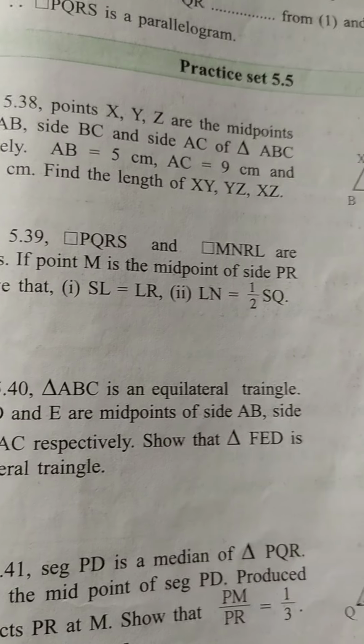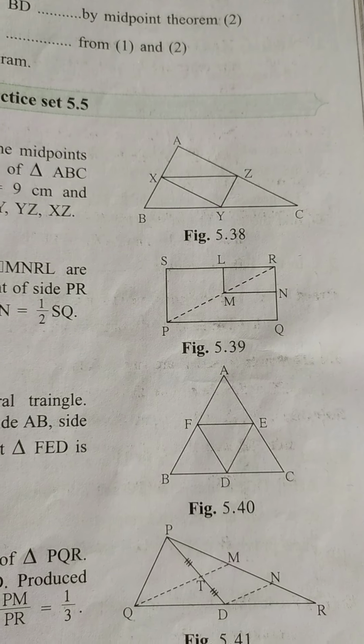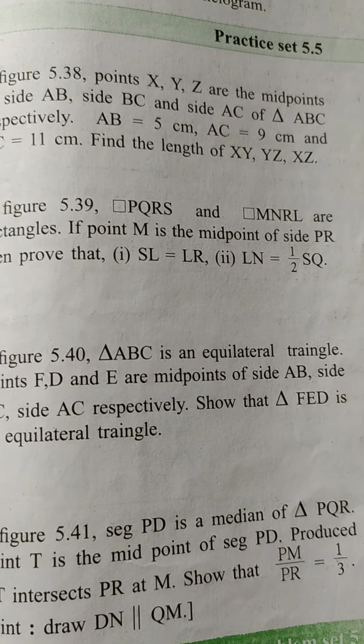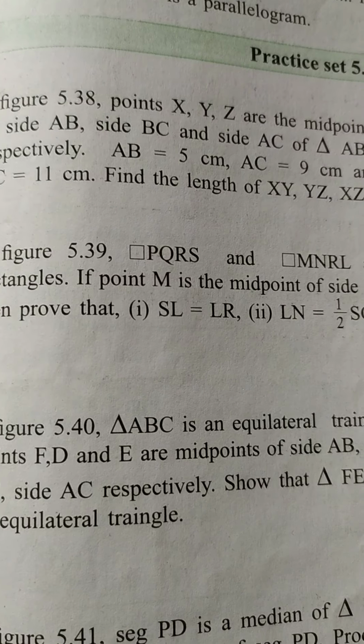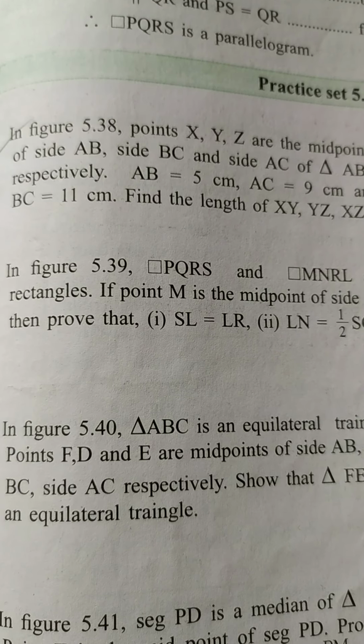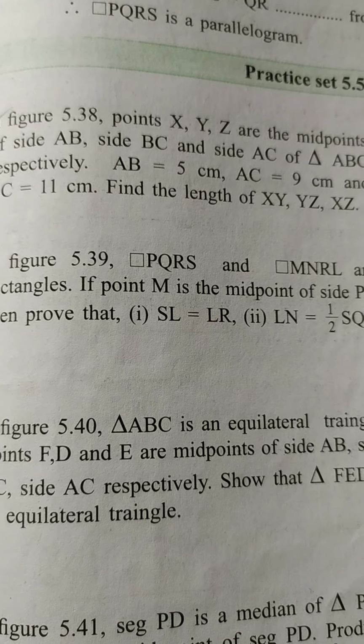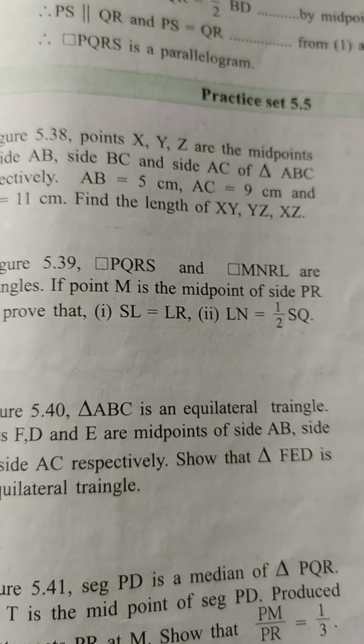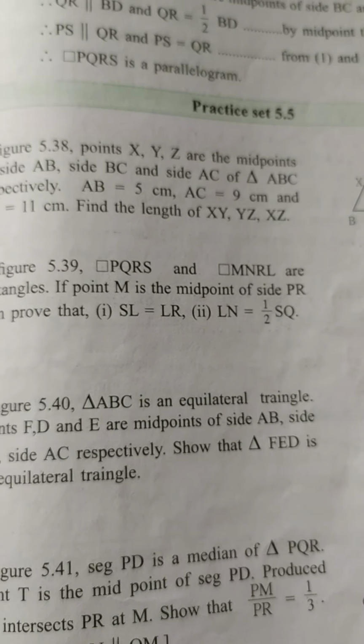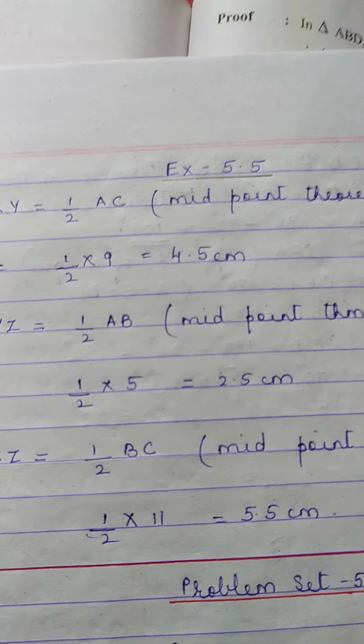X, Y, Z are the midpoints of the sides AB, BC and AC. You have been given the different measures: AB equal to 5, AC equal to 9 and BC equal to 11 centimeters. You have to find the length of XY, YZ and XZ. That's the first question. So I've done it for you like this.